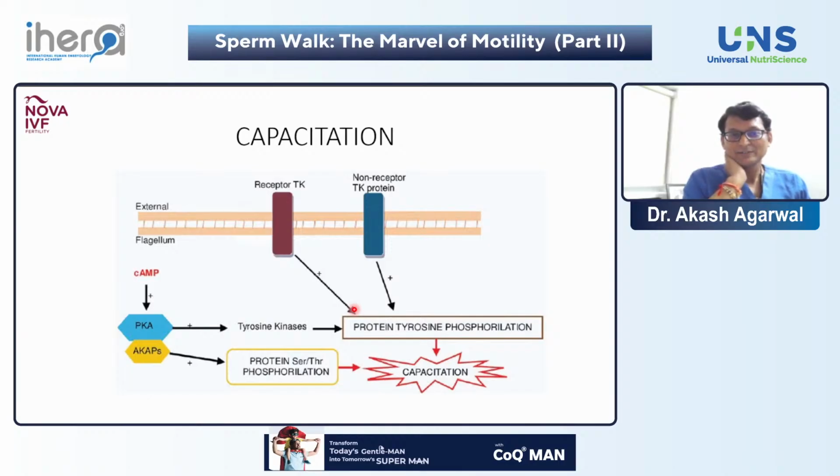If you look at the molecular basis of capacitation, you see cyclic nucleotides, with an increase in cyclic AMP, which results in the capacitation process. I'll not go into much detail on this.